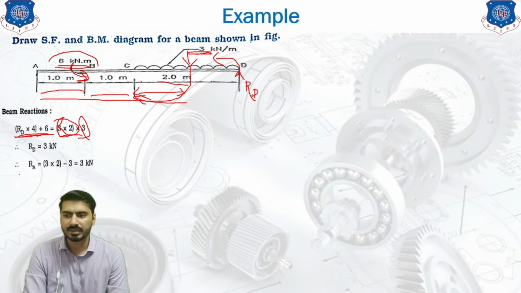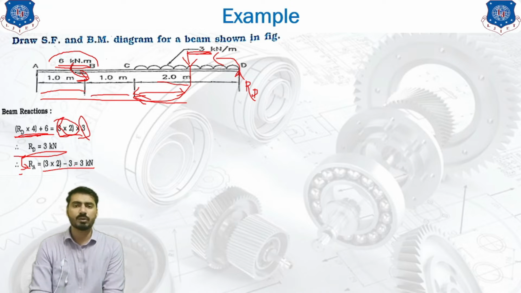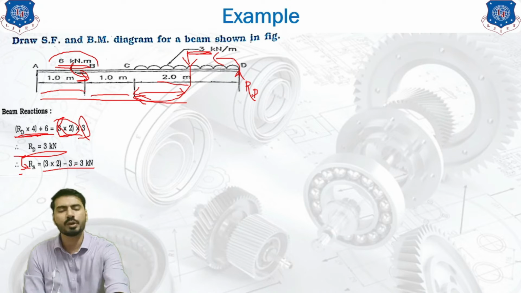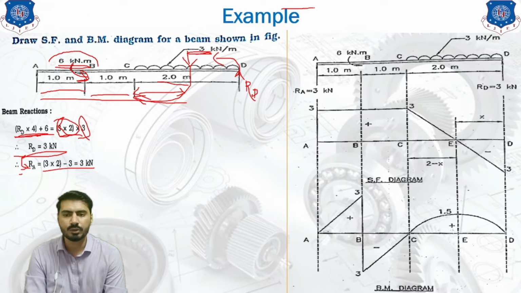Now, if you make RD the subject, then you will get the reaction at point D. Putting the value in the relation between RD and RA, you will get the answer of RA as 3 kilonewton. So this is how we calculate our support reactions. This is our first step, and now we are going to plot our diagram using this. On your diagram, you can see that at point A, we have represented the value of the reaction as 3 kilonewton.